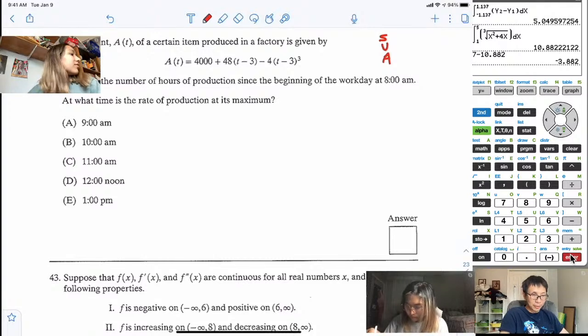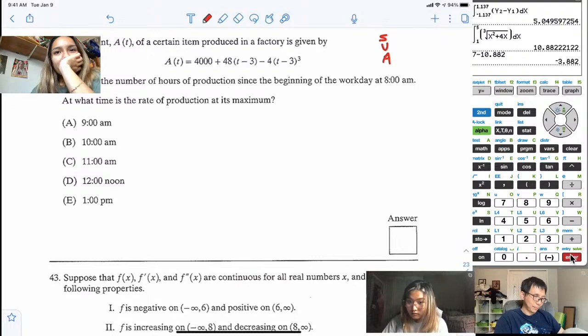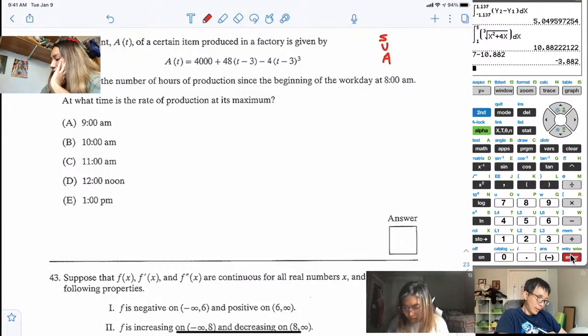Multiple choice. Well, actually, true and false. SOV. It's not A, so it's SOV. Wait, what's S again? It's SOV.